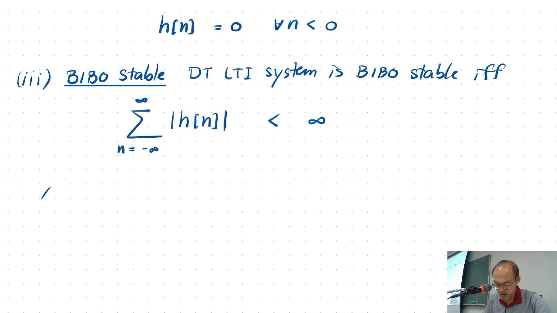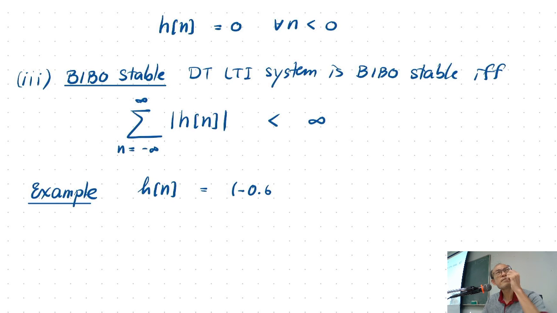For example, let us have a system where the impulse response is h[n] = (-0.6)^n u[n]. Is this system memoryless? The first question, is it memoryless? No, it is not, right? Because it is not delta.